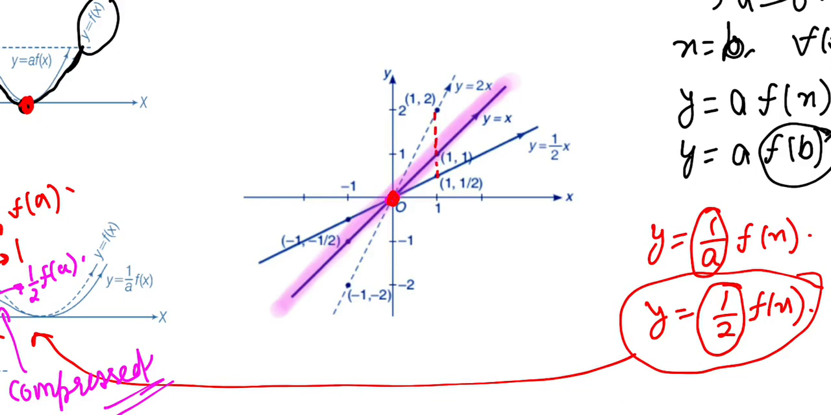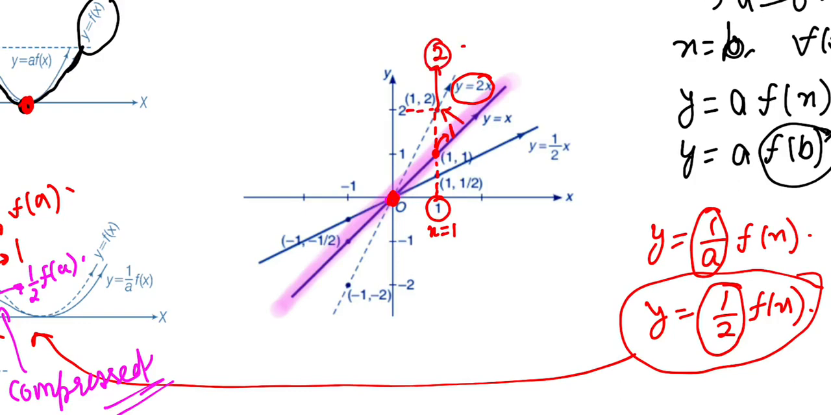This will remain fixed. Now for any other point, the value corresponding to that point will be increased. Suppose I am talking about x is equal to 1, the value of the function over here is 1. Now if I am talking about the line y is equal to 2x, the value of y over here is 2. So this graph is being stretched.